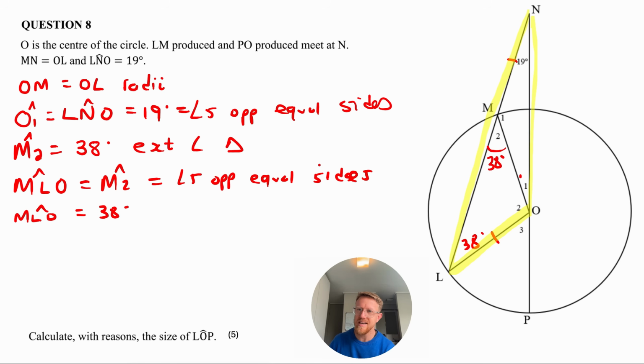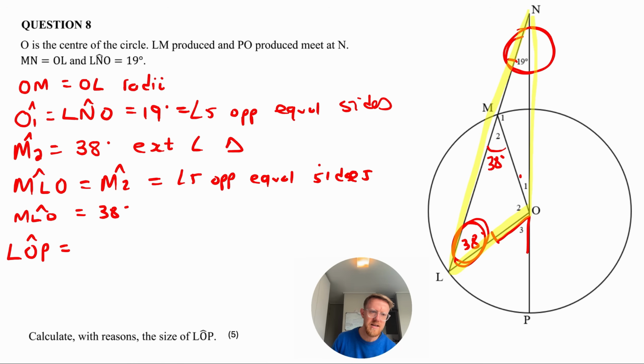But what I'm going to do is realize that this angle here, O3, is the exterior angle of that yellow triangle. The exterior angle of a triangle is always the sum of the two opposite inside angles added together. So I'm going to say that angle LOP is equal to 38 degrees plus 19 degrees, because of the exterior angle of a triangle. And so angle LOP is equal to 57 degrees.